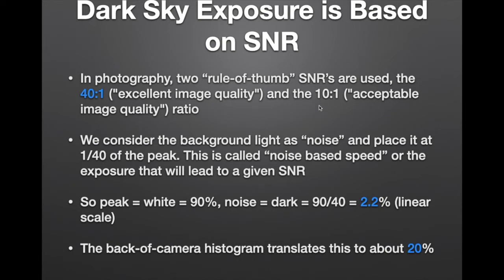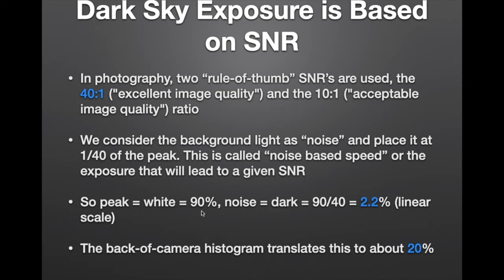That's what we're going to look for, because the other value they talk about is 10 to 1, but this is not really a very high quality image. This is a comprehensible image, but it's not a high quality image. So we want to make a high quality image, so we want to gain an SNR of 40 to 1. And we consider the background light as noise, as we said, and we place it at 1/40th of the peak. And in photography, they call this noise-based speed. In other words, you're setting your exposure that will give you a certain SNR.